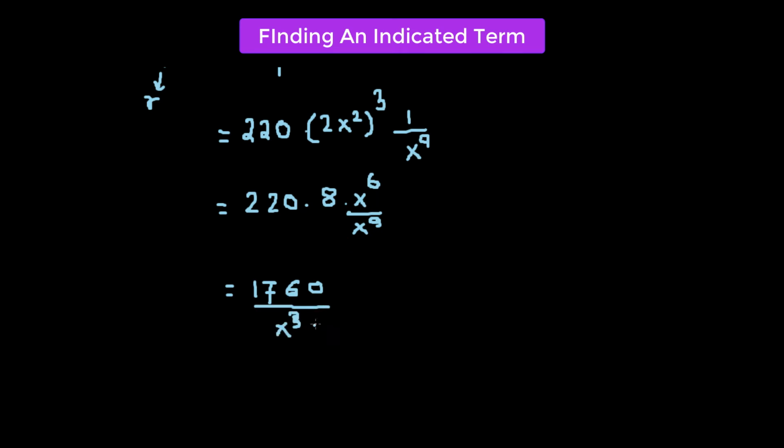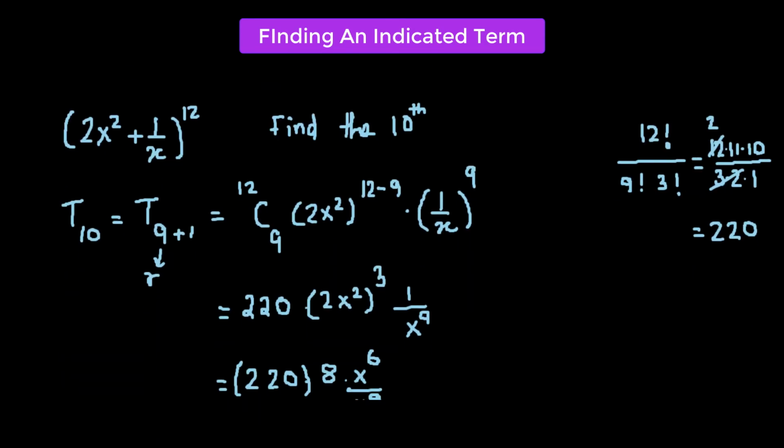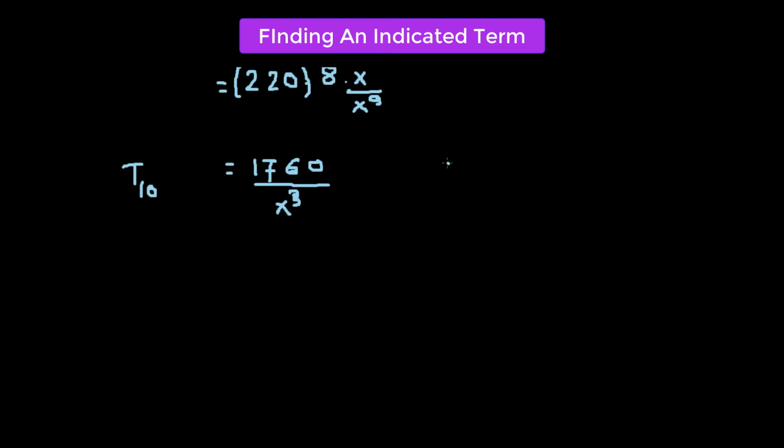So x raised to the power of 6 factors out of the denominator, and we're left with x cubed in the denominator. So this is the 10th term in the binomial expansion of 2x squared plus 1 over x raised to the power of 12. So this is the 10th term. So here we can find out any term using the formula for the general term.